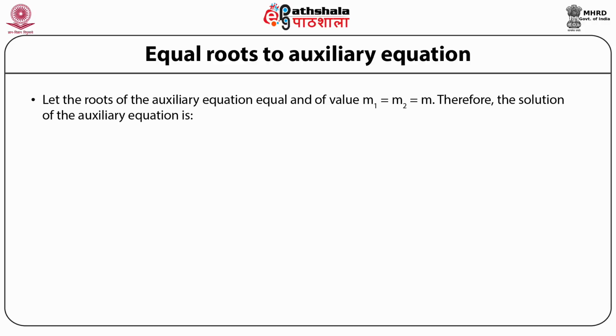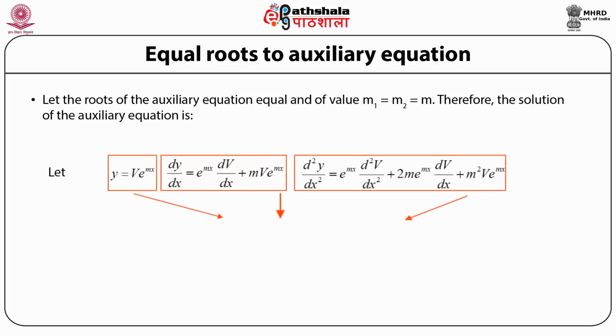So let us say y is equal to v times e power mx. Then dy by dx is equal to e to the power of mx dv by dx plus m times v into e power mx. That is, we differentiate v first, then we differentiate e to the power of mx second. Similarly, d squared y will give you some terms.